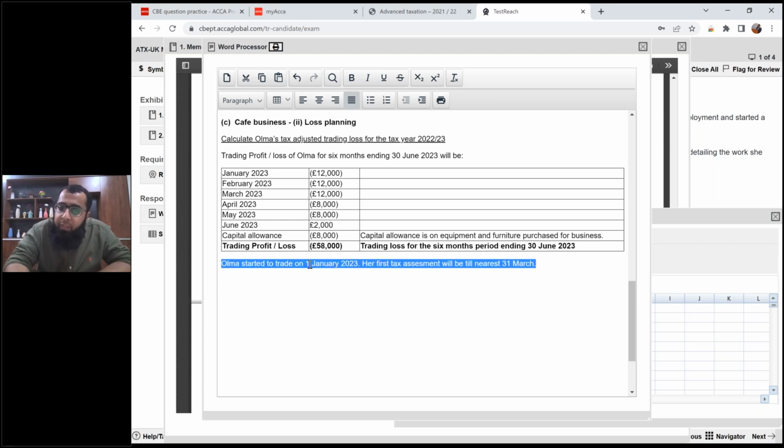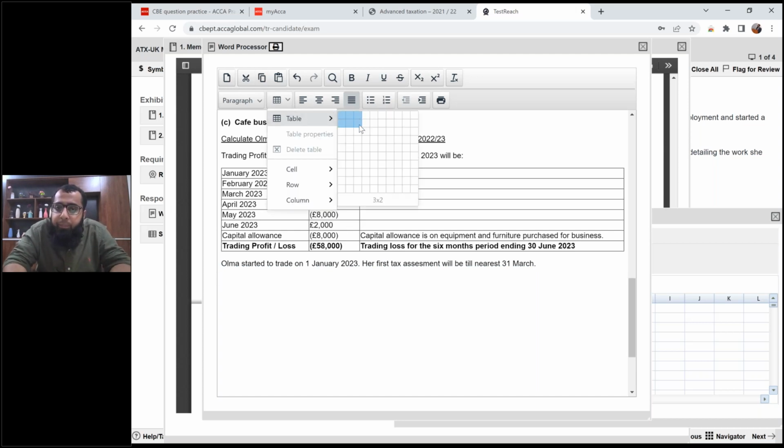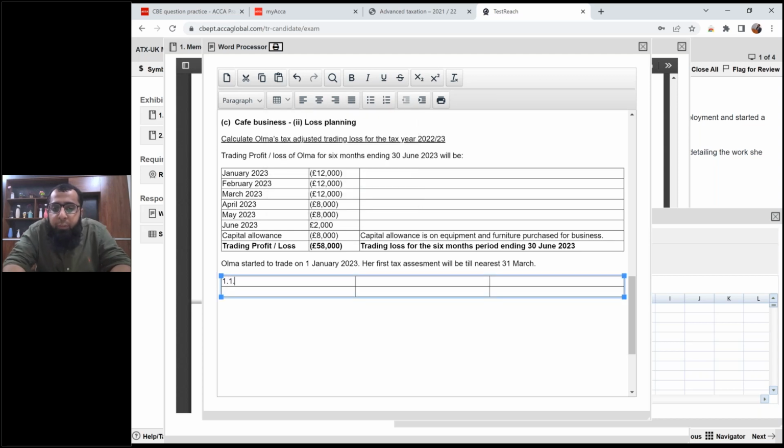Alma started to trade on 1st January 2023. Her first tax assessment will be till nearest 31st March. Instead of 31st March, you can write 5th April also. But the examiner has allowed this minor rounding off that you can write it as 31st of March. So what will be the tax assessment if I make it? Now, 1st January 2023 to 31st March 2023. January, February, and March, 3 months.